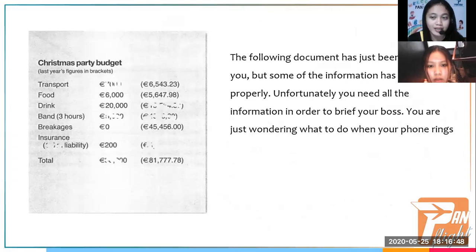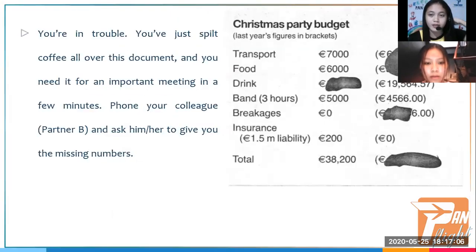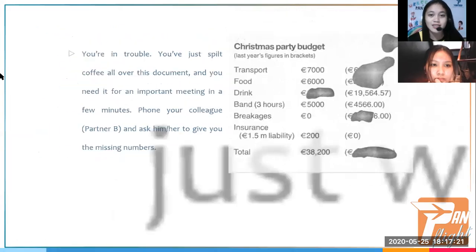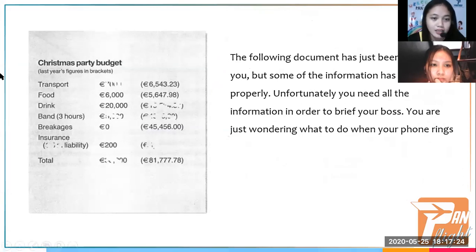The following document has just been faxed to you, but some of the information is not printed properly. Unfortunately, you need all of the information in order to brief your boss. You are just wondering what to do when your phone rings. Okay, so this is only one task. You spilled coffee on your first document, and when you receive the second document, some of the information is missing, so you have to phone your colleague about this.